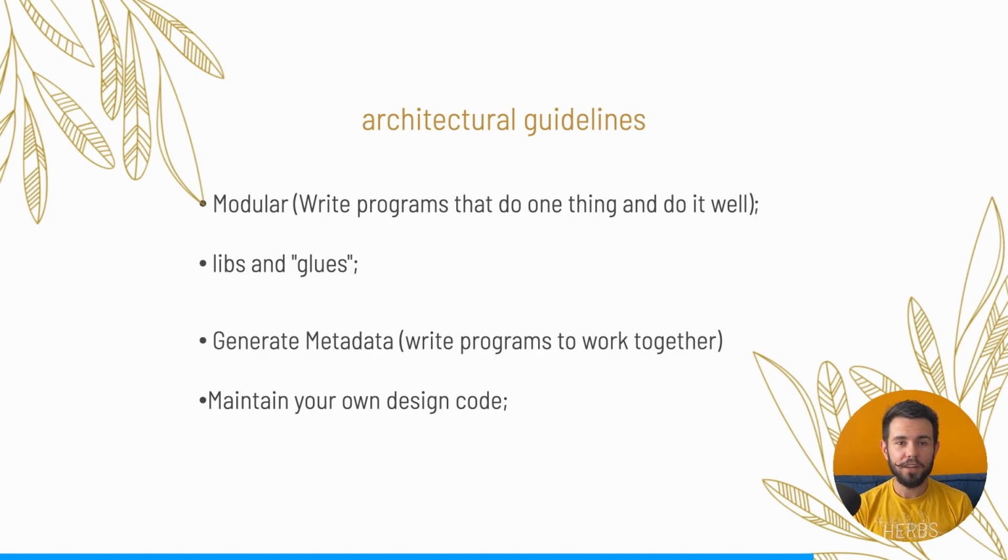And our architecture guidelines, it's just a curious thing. We are modular like React, so you install in your project only the things you really need. So we have the libs and glues: the libraries in the Herbs core generate your metadata, and the glues read this metadata and generate or configure your infrastructure. Everything generates metadata because with the metadata we can provide your infrastructure, and we don't have a specific structure for your project, so you can maintain your own code design.